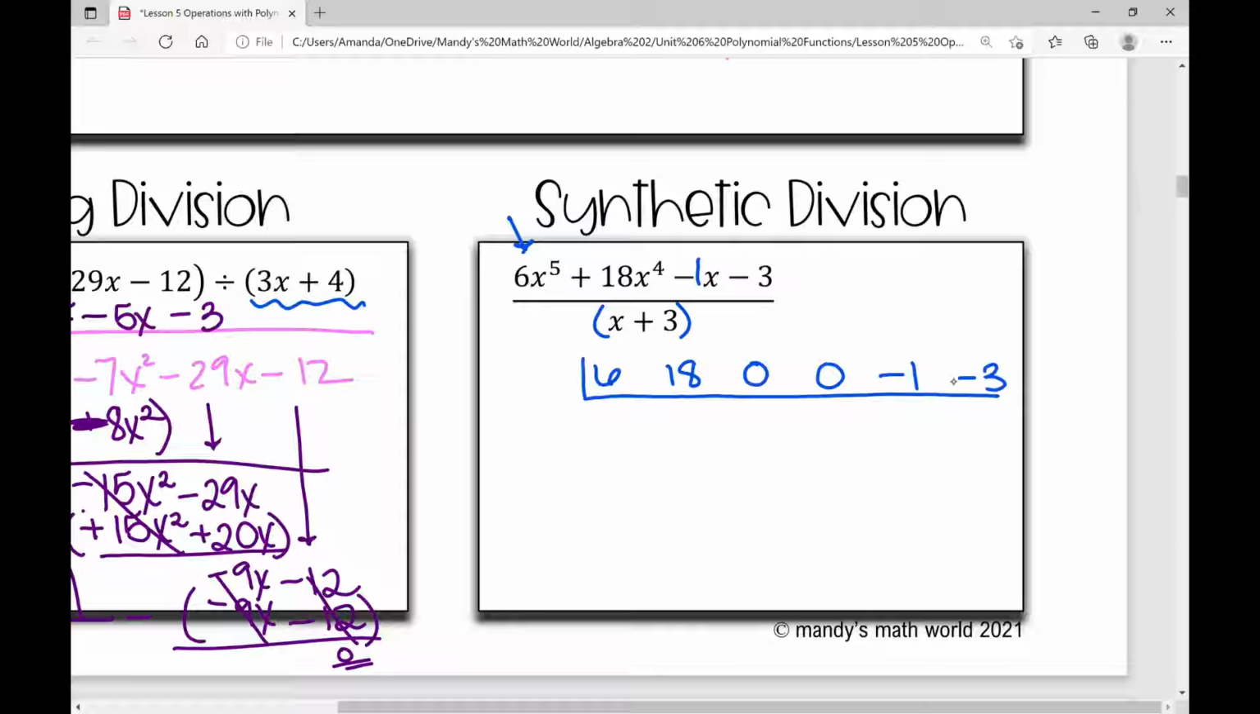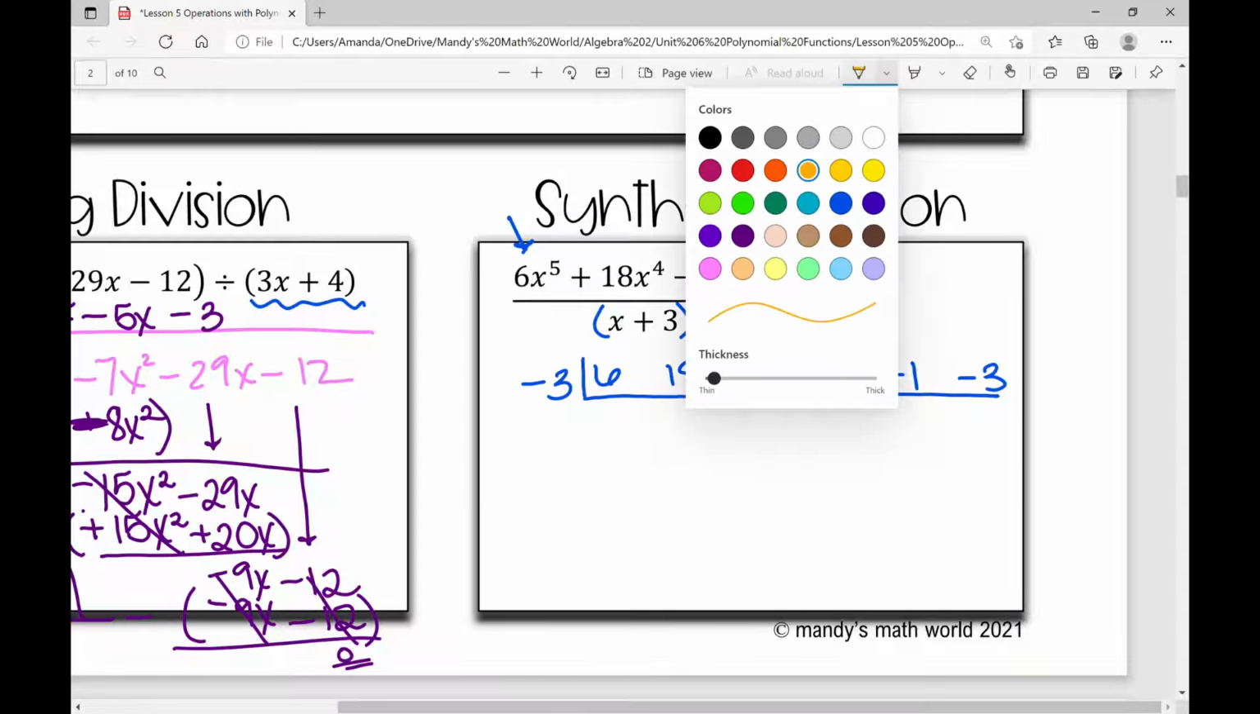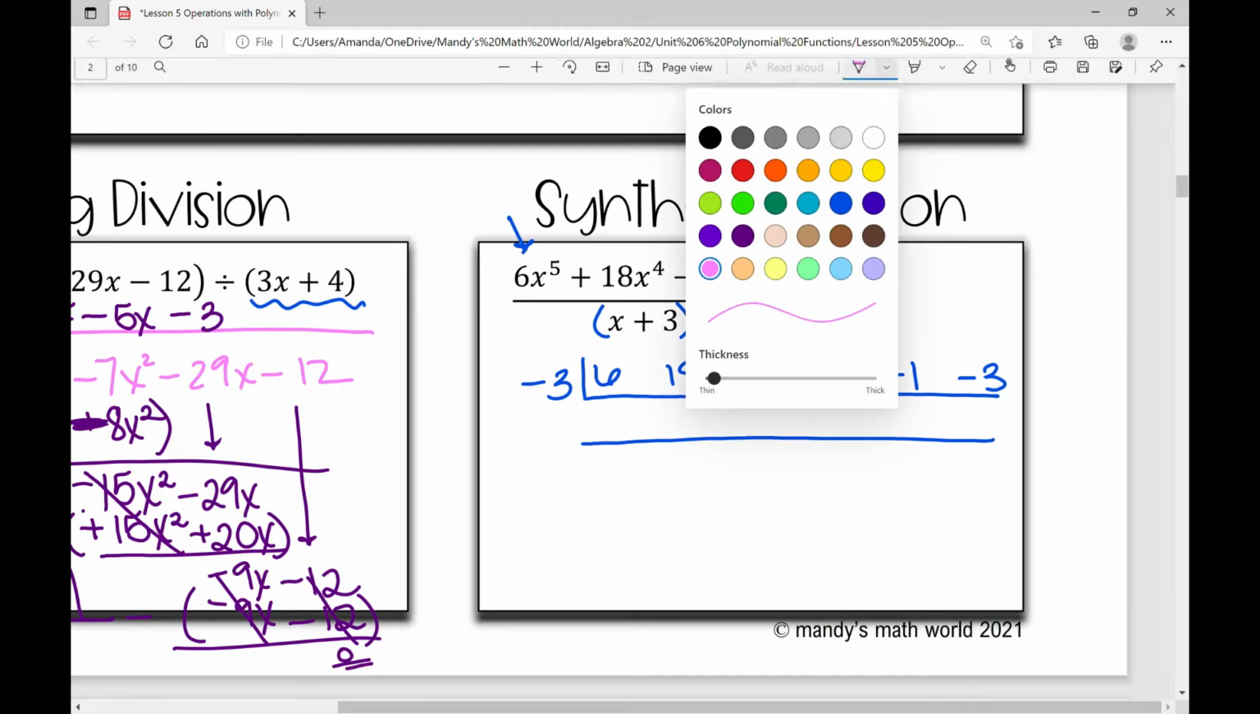x plus 3 is the divisor. So what I do is I set that equal to 0, x equals -3. That's what I put here. So a little shorthand is just the opposite of 3. So I'm going to put a -3 out there. And then I'm going to draw my line right here, and we're going to work through this.